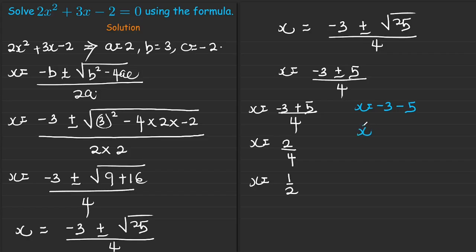Then for the negative, we have x equals negative 3, then minus 5, all over 4. Simplifying further, we have negative 3 minus 5, which gives us a negative 8. So negative 8 over 4 then gives us a negative 2. It simply implies that therefore our x is equal to 1 over 2, or x is equal to negative 2. That becomes the solution to your question.